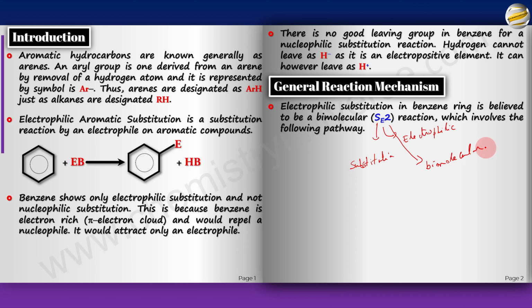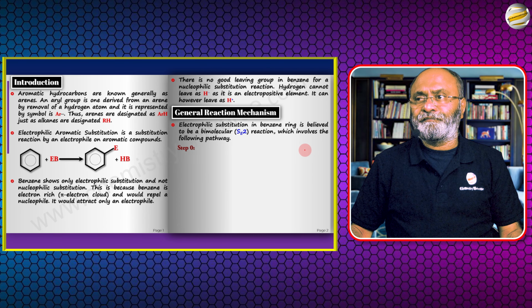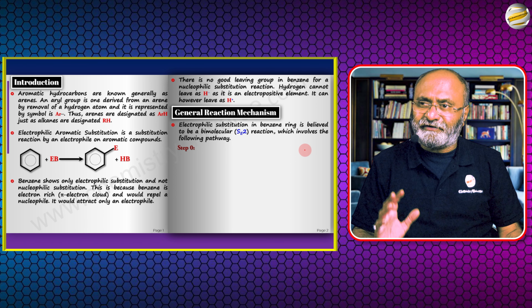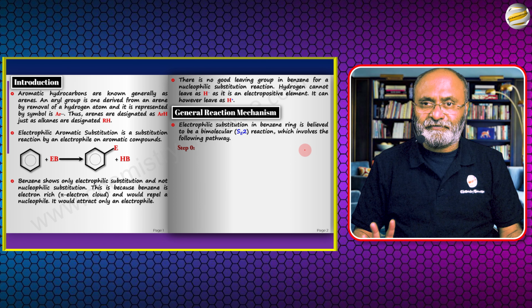And this 2 stands for bimolecular. And this is how the reaction happens. Now I'm showing you a step called step 0. Now generally, as I said, it's a bimolecular reaction. Of course, that does not tell you how many steps are there. Generally, in electrophilic substitution reactions, you're only shown 2 steps.